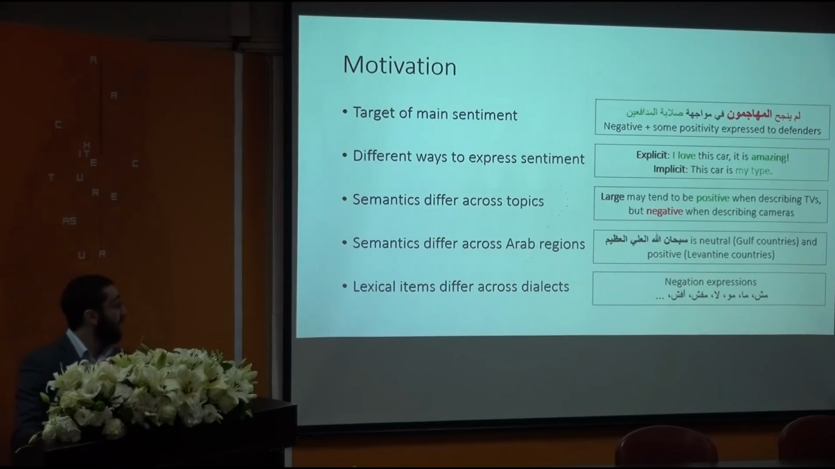The third point is that semantics differ across topics. So large tends to be positive when describing TVs, everyone is buying a widescreen TV. But large cameras tend to be impractical, so large is negative. The fourth point is that semantics differ across Arab regions. For example, subhanAllah is used abundantly in the Gulf countries and considered neutral most of the time, while Lebanon will only use it at positive moments. And finally, lexical items differ across dialects, for example the negation expression: مش in Lebanese, ما in Lebanese, مو in Syrian, لا and ما فيش in others.